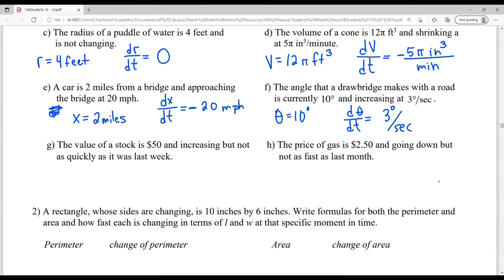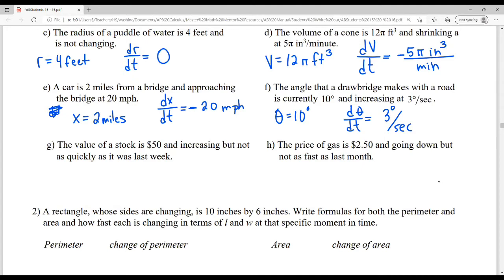Part G and part H are a little bit confusing, but as long as you can get the first part, I think you'll be okay. The second part talks about the second derivative. It does get a little confusing, but I think as long as we can understand the first part, we'll be okay.